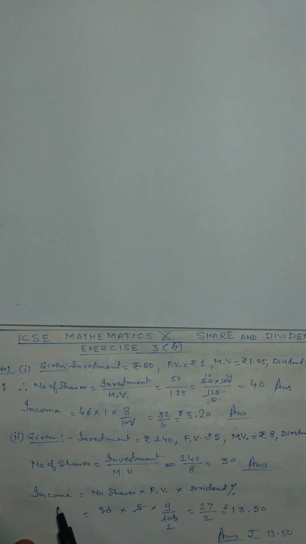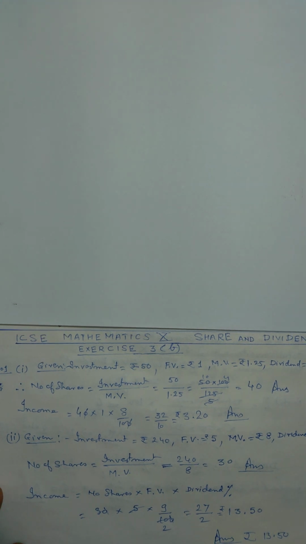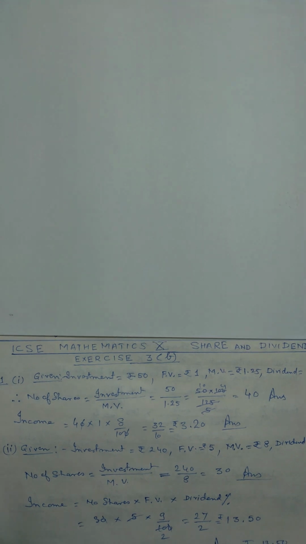So the income will be equal to number of shares into face value into dividend percentage. So 30 into 5 into 9 by 100. It will be equal to 13.50. This will be the answer of the second part. Now proceed to the question number 2.